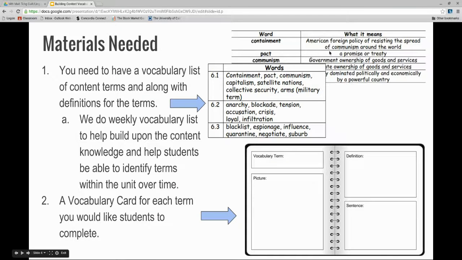Now, as a U.S. History PLC, we have weekly vocabulary words. And then we also give them the definitions because we do use this as a homework assignment. And we find that this really does help our students identify words within our unit by applying the correct definition, because a lot of our words do have multiple meanings. And then, of course, our vocabulary card.